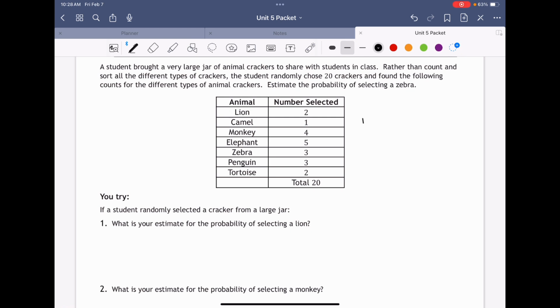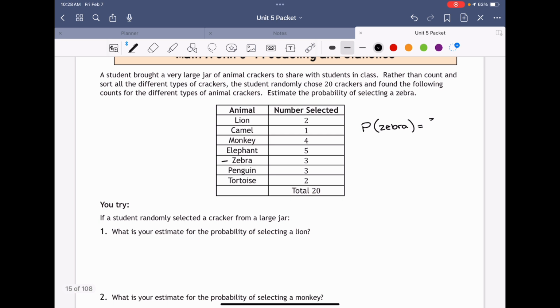So if I want the probability of a zebra, I'm going to look and find zebra. There are 3 that came from them pulling them out of the jar. So 3 of them were zebra out of the 20. And we cannot simplify that, so that would be my final answer.